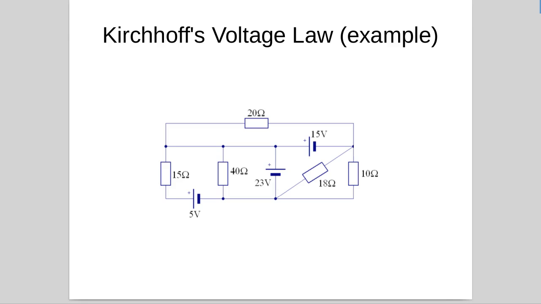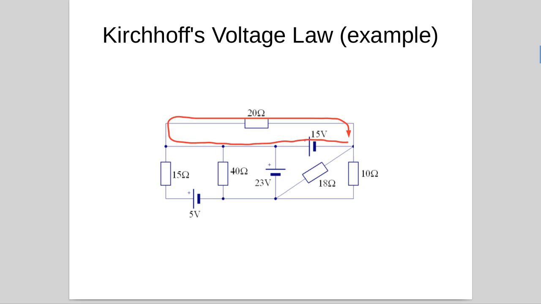Here we have an example of Kirchhoff's voltage law. So here's the circuit, and we're going to analyse this circuit. Let's pick some loops, or let's just find some loops. Here's a potential loop that we can analyse. Here's another loop we could analyse, and another loop we can analyse. Slightly more complicated loop that we could analyse, and there's another loop.